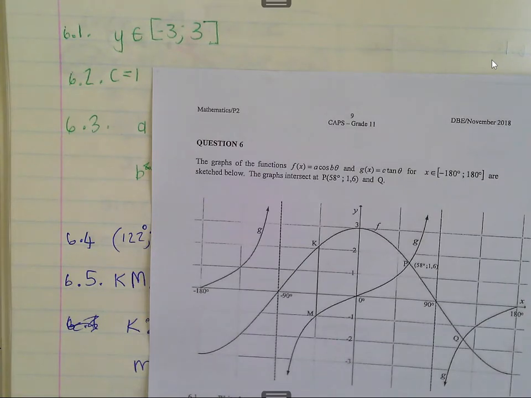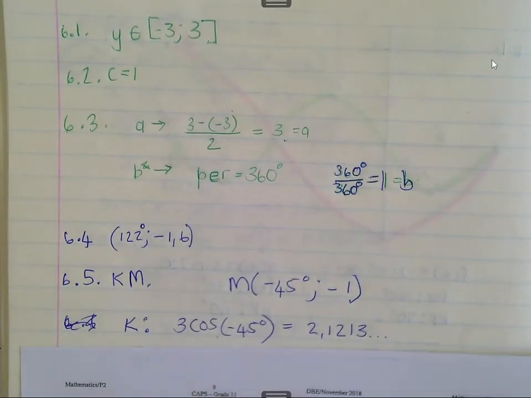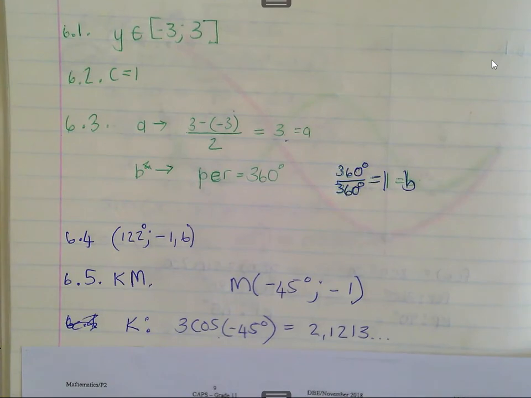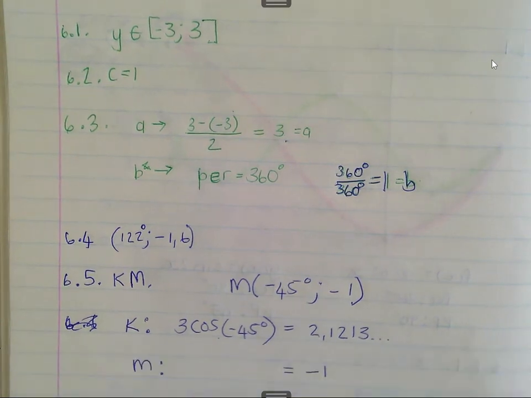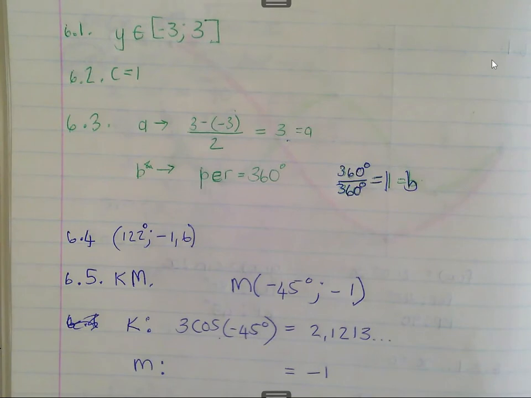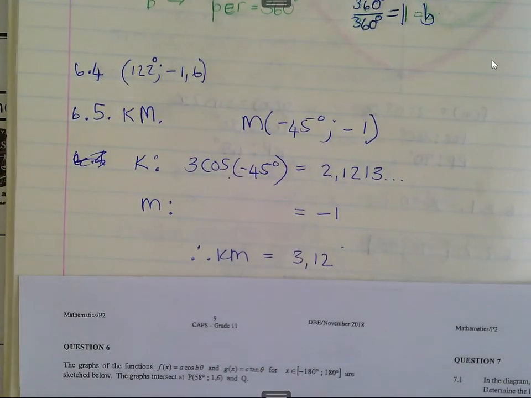I want us to finish this one quickly. So all you're going to have to do is you say 3 cos negative 45. Just substitute in negative 45. I got 2,1213. And when I look at k, I'm pretty sure I'm right. So therefore, the length of KM is 3,12. Do you see how you're overthinking things? Completely.